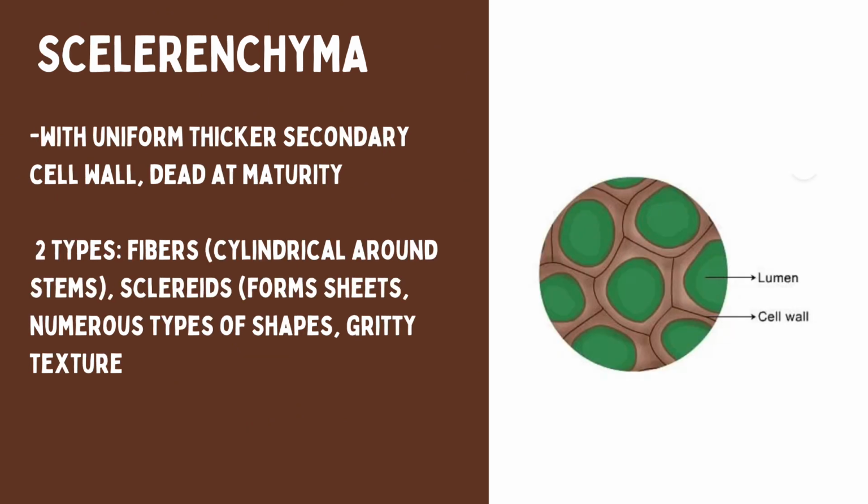Sclerenchyma has a uniform, thicker secondary cell wall. It is dead at maturity and has two types. It has fibers, which are cylindrical around stems, and sclereids, which form sheets and numerous types of shapes and gritty texture. The sclerenchyma also has two parts, the lumen and the cell wall.